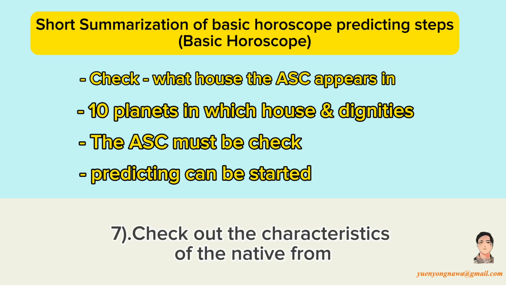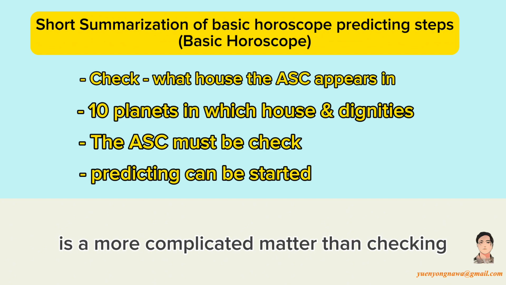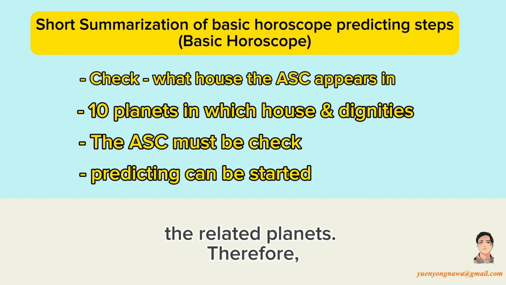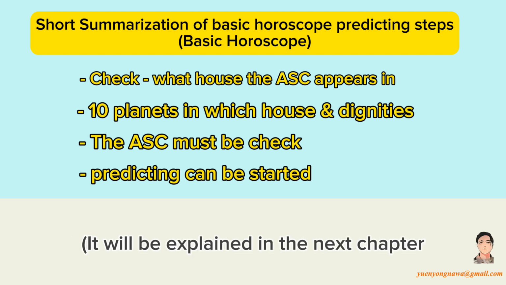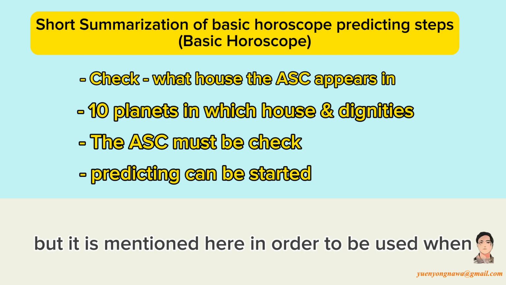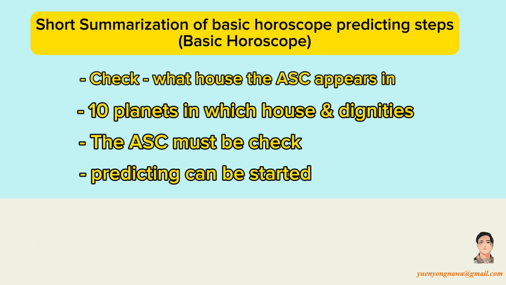7. Checking the characteristics of the native from the unrelated planets, which also represent the inner talents of the native, is a more complicated matter than checking the related planets. Therefore, it should be mentioned after the previous step. It will be explained in the next chapter, but it is mentioned here in order to be used when the proficiency is good enough.